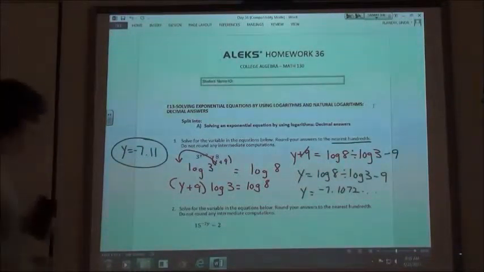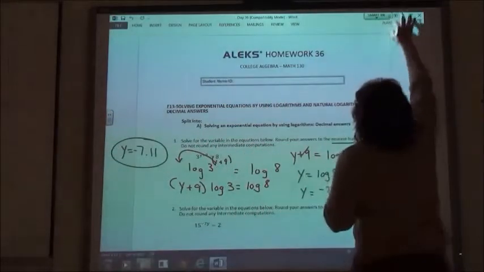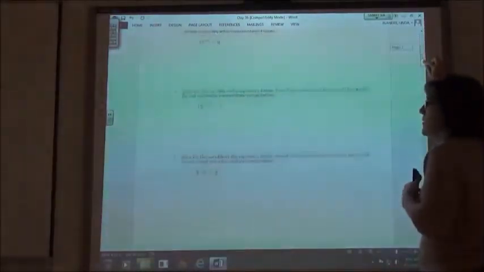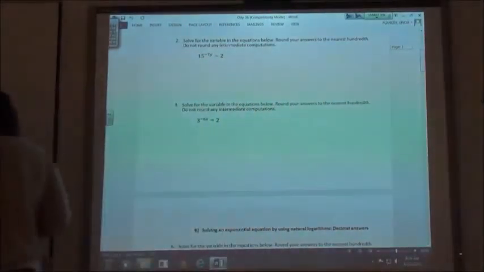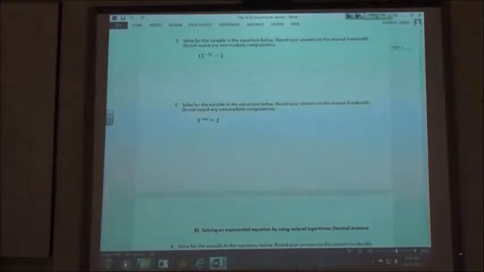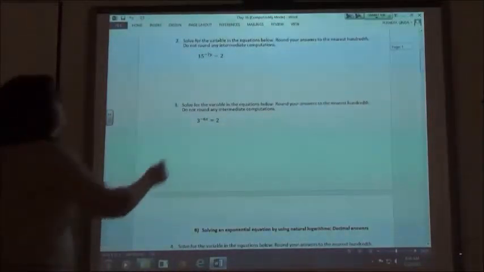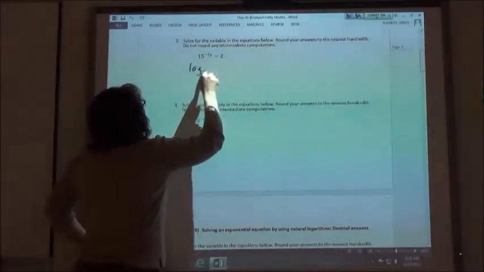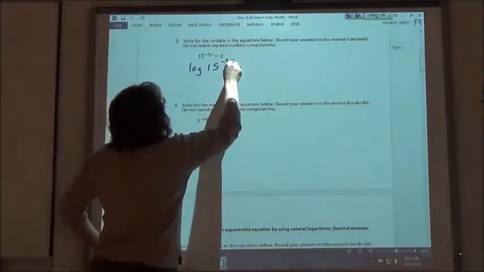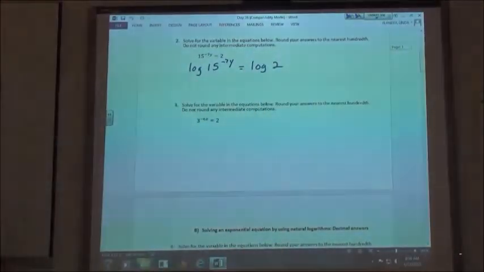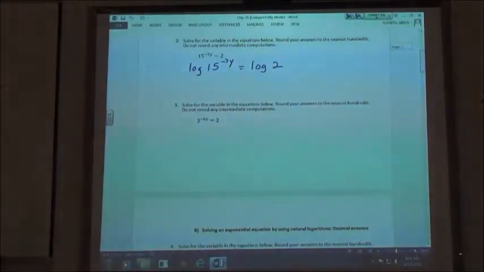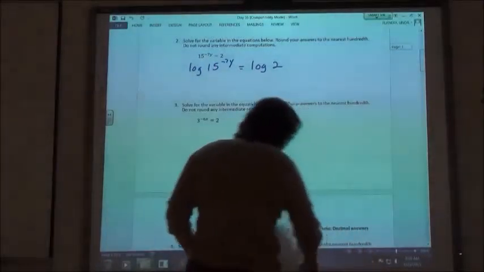All right. Let's scroll down to number 2 here. So number 2, we want to solve this. We can't rewrite them with the same base, so what we have to do is take the log of both sides. So we're going to say log of 15 to the negative 7y power equals log of 2. And again, the reason we did that is so we could move the exponent out in front. If we do that, what would we have?